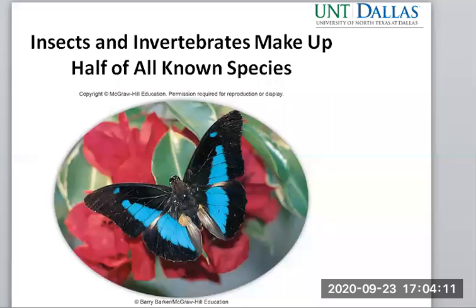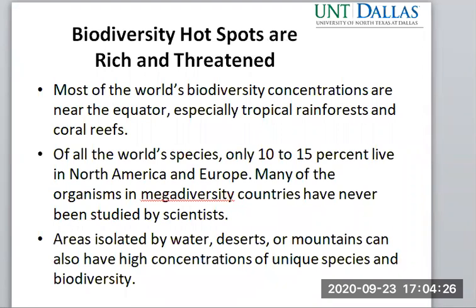Talking about the insects and invertebrates that make up half of all known species, many species of insects and invertebrates, like this blue morpho butterfly, are beautiful as well as ecologically important. Biodiversity hotspots are rich and threatened.